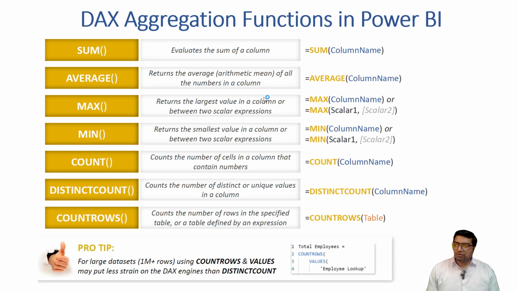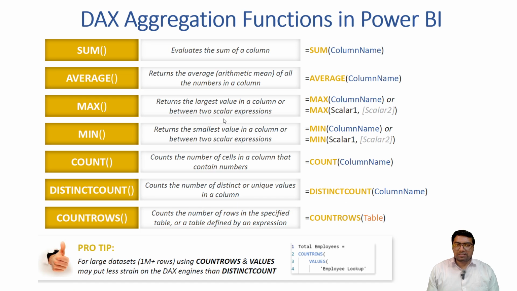Minimum is the opposite of the maximum. It simply returns the smallest value in the column or between two scalar expressions. So with minimum, if there are multiple scalar values, you put value 1, value 2, value 3, value 4 like this, and you will get one minimum value.